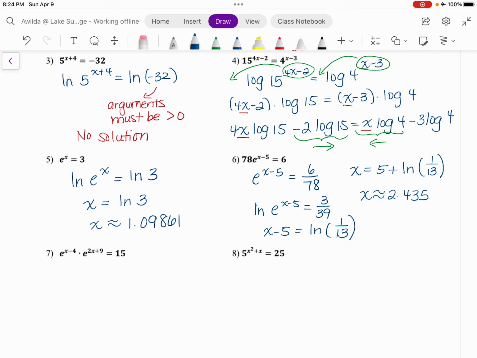In number 7, we have e to the x minus 4 power times e to the 2x plus 9 power equals 15. We can simplify the left-hand side by combining these two powers into a single expression. You might recall that we can add the exponents in a situation like this. So we have x minus 4 plus 2x plus 9 as the new exponent on e. Let's simplify. We have 3x and then plus 5 as the new exponent.